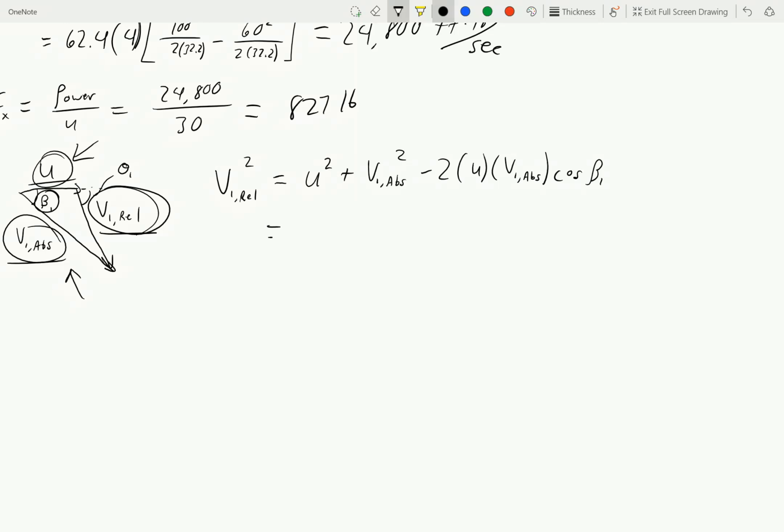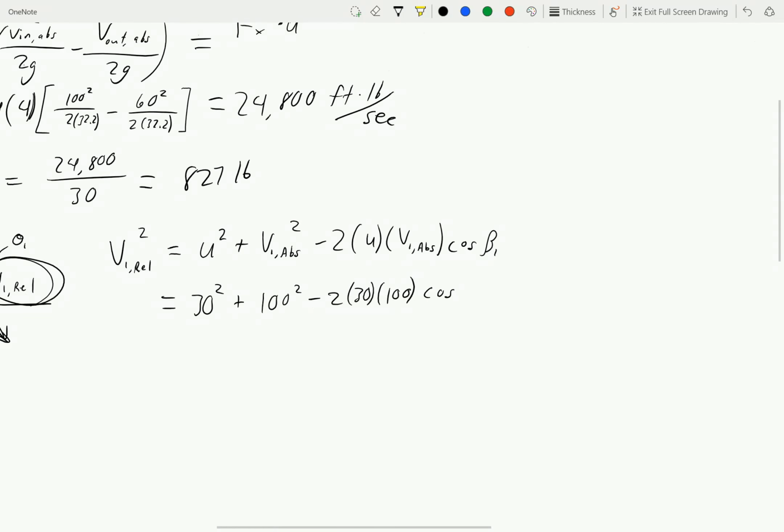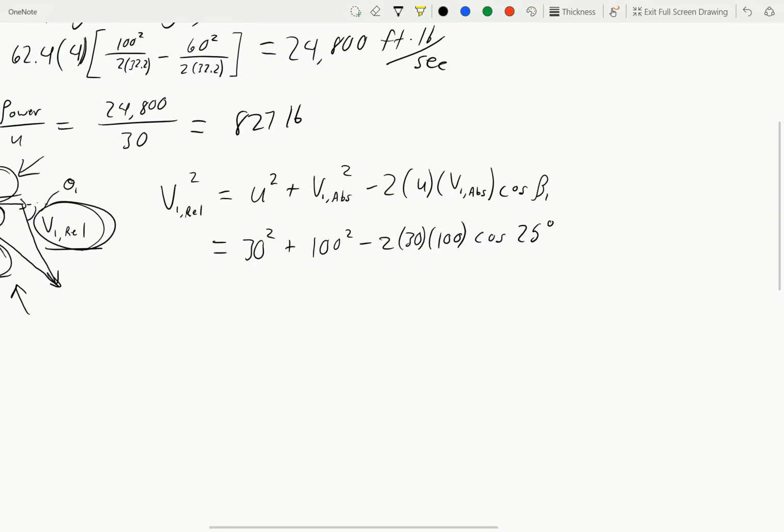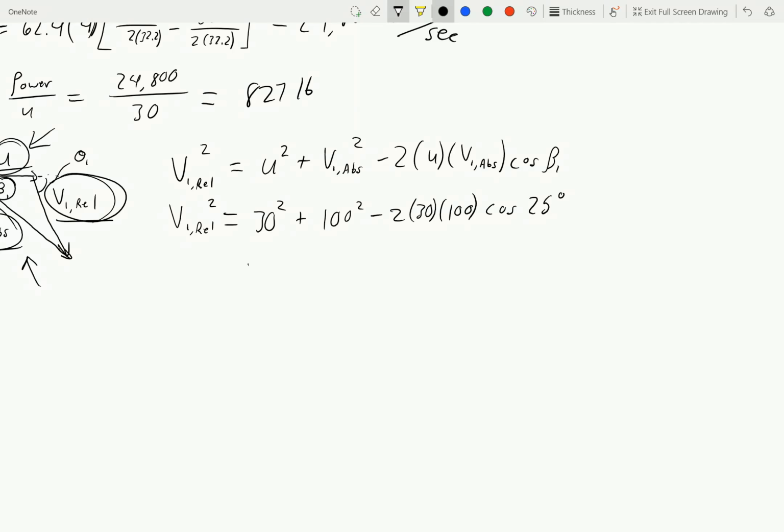And we can plug these values in. u is 30, V1 absolute is 100, minus 2 times 30 times 100 times the cosine of the angle, which is given in the problem as 25 degrees. And we have V1 relative is equal to all of this. If we solve for V relative, which is the only unknown we have, we get the value to be 73.9 feet per second.